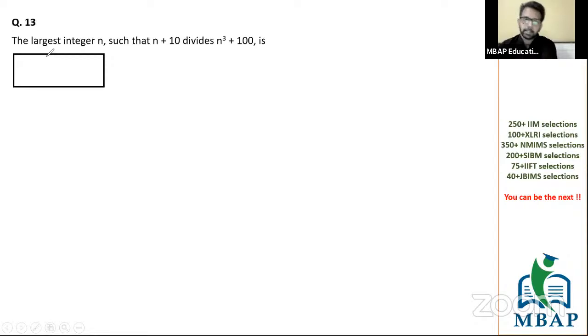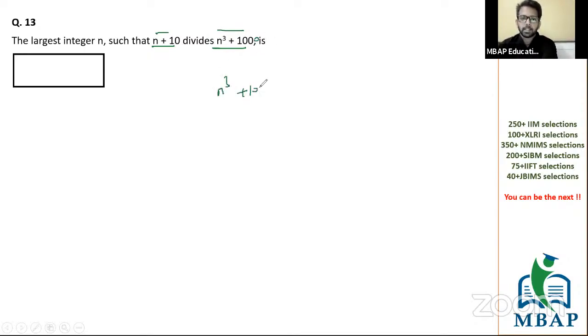Clear? Next question. Easiest of the questions which has ever come. The question is, find the largest integer n such that n plus 10 divides n cube plus how much? 100. Now, 100 is not a perfect cube, but 1000 is a perfect cube.